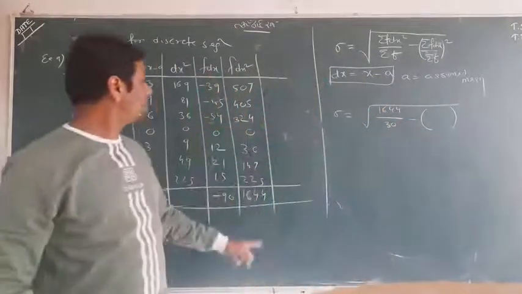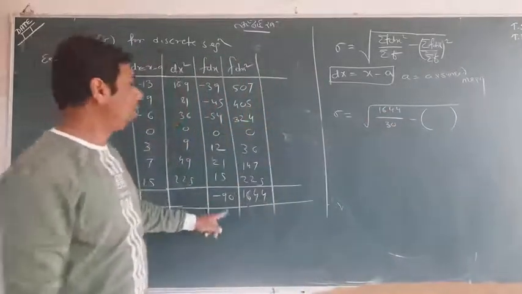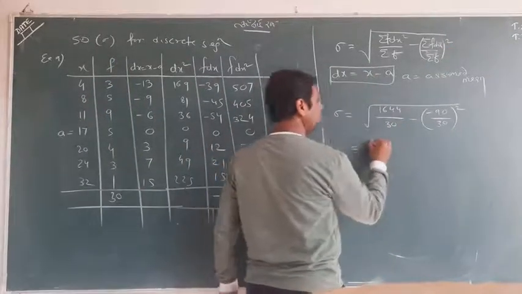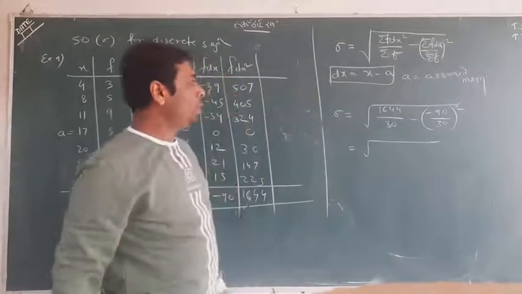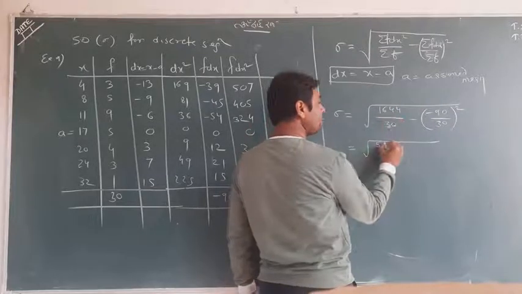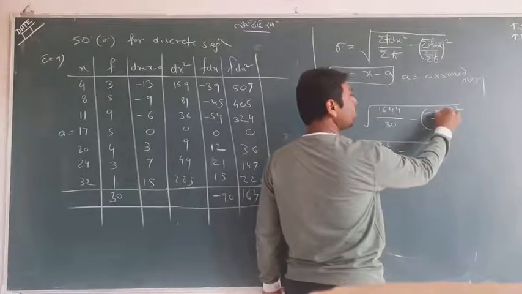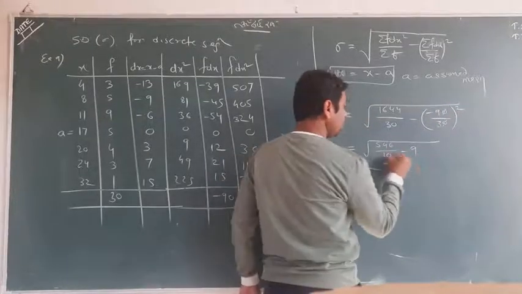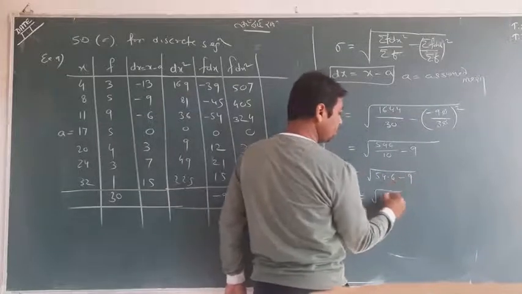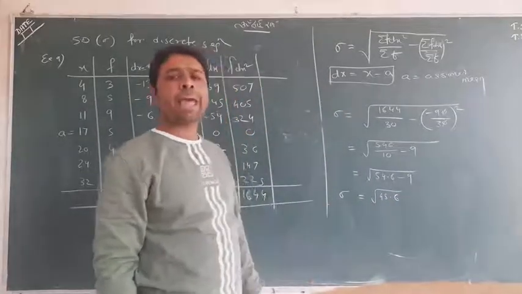Summation f dx square, it was wrong. Here it is 60. Summation f dx is minus 90 upon 30 square. And then go on. This is going to be cancelled by 3. 3 5s are 15, 3 4s are 12, 3 6s are 24, 3 10s are 30; these will cancel by 3. 3 minus 3 6 is 9, these two will be 54.6 minus 9, so this is going to be 45.6.